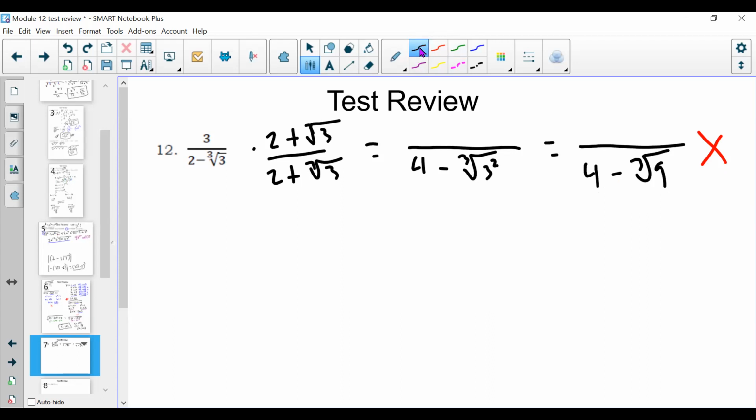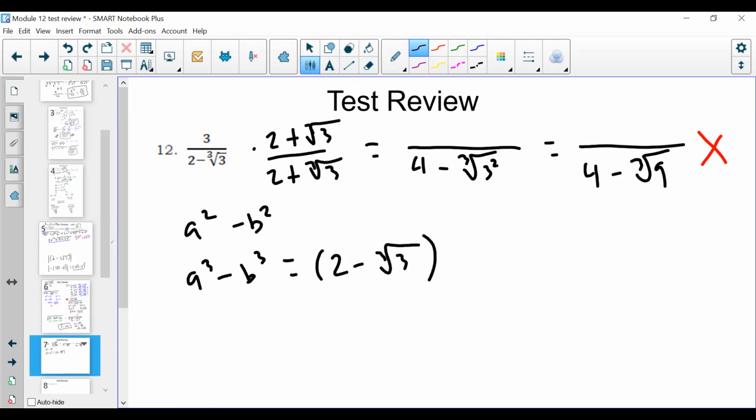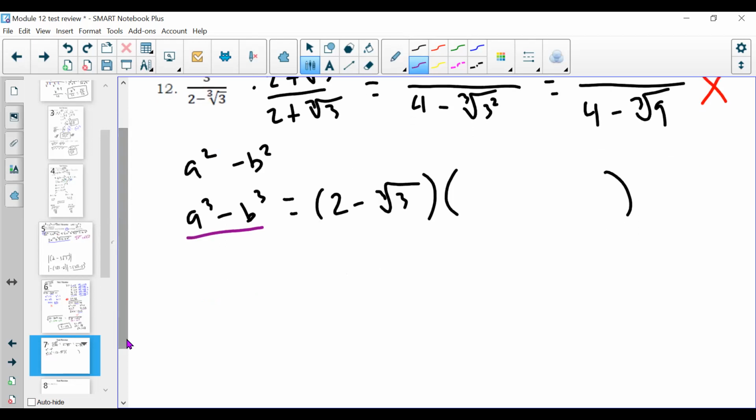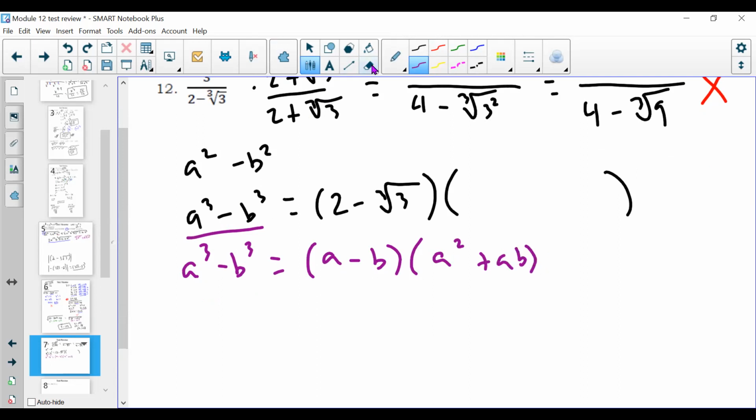But we can still use that same logic of trying to change the bottom into the form of a squared minus b squared to get rid of that cubic. But in this case, instead of a squared minus b squared, I want a cubed minus b cubed. So if I can figure out something to multiply 2 minus the cube root of 3 with to put it in the form of a cubed minus b cubed, then I can multiply top and bottom with that, and I can get rid of that cubic on the bottom. So remember, a cubed minus b cubed, that's the difference of cubes, which factors into a minus b times a squared plus ab plus b squared.